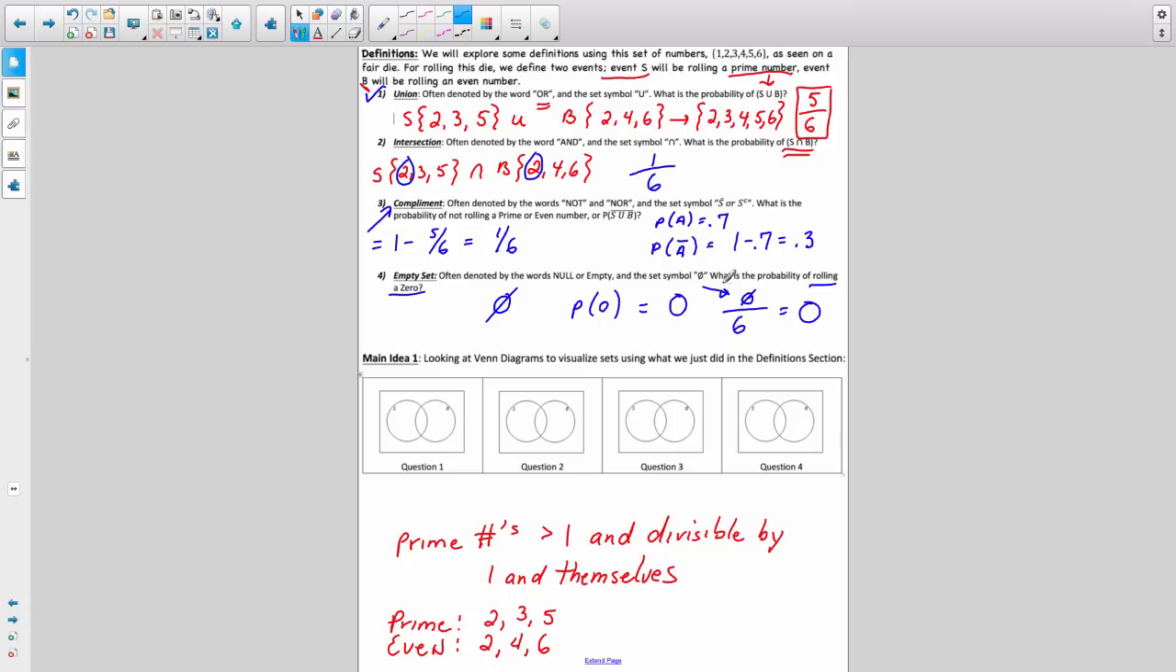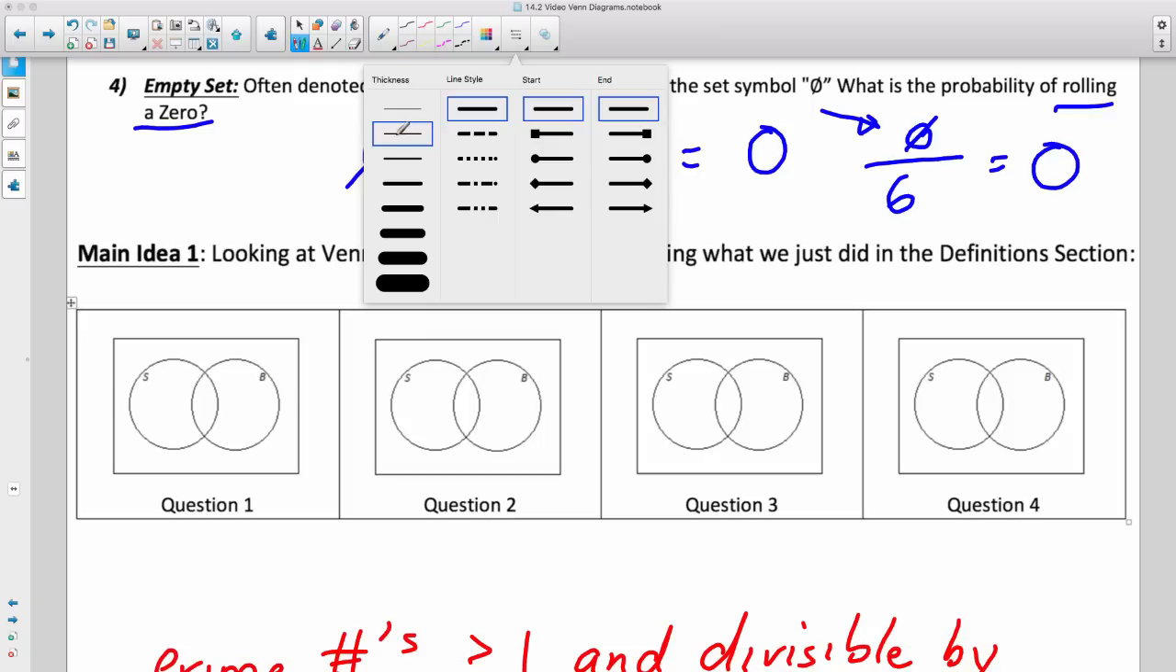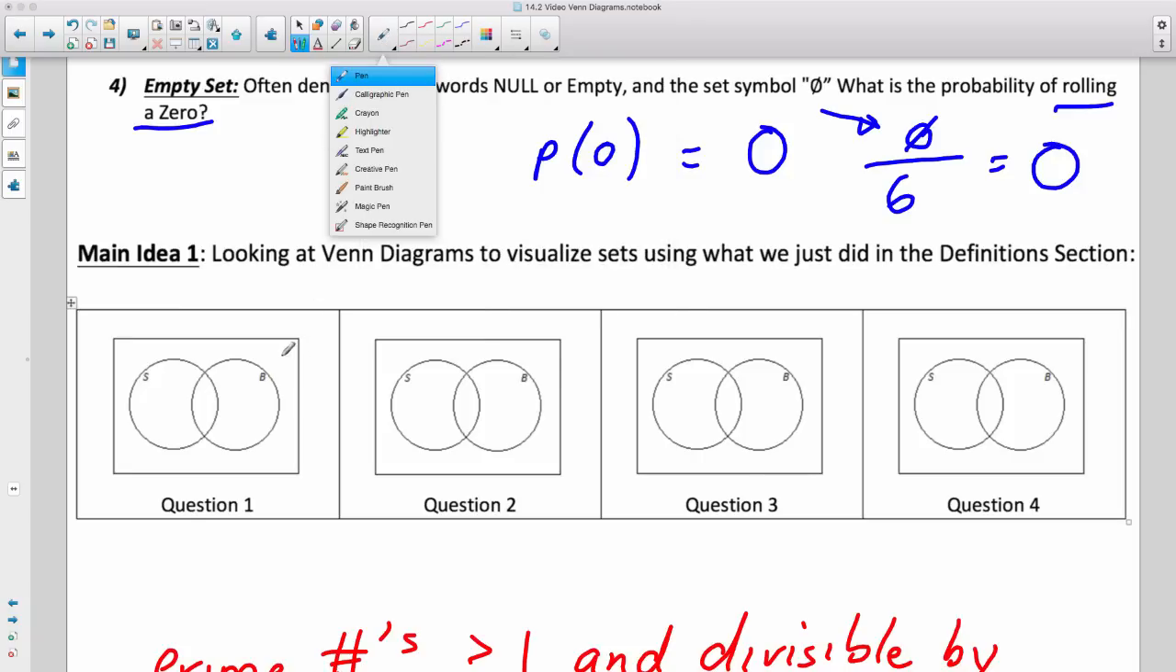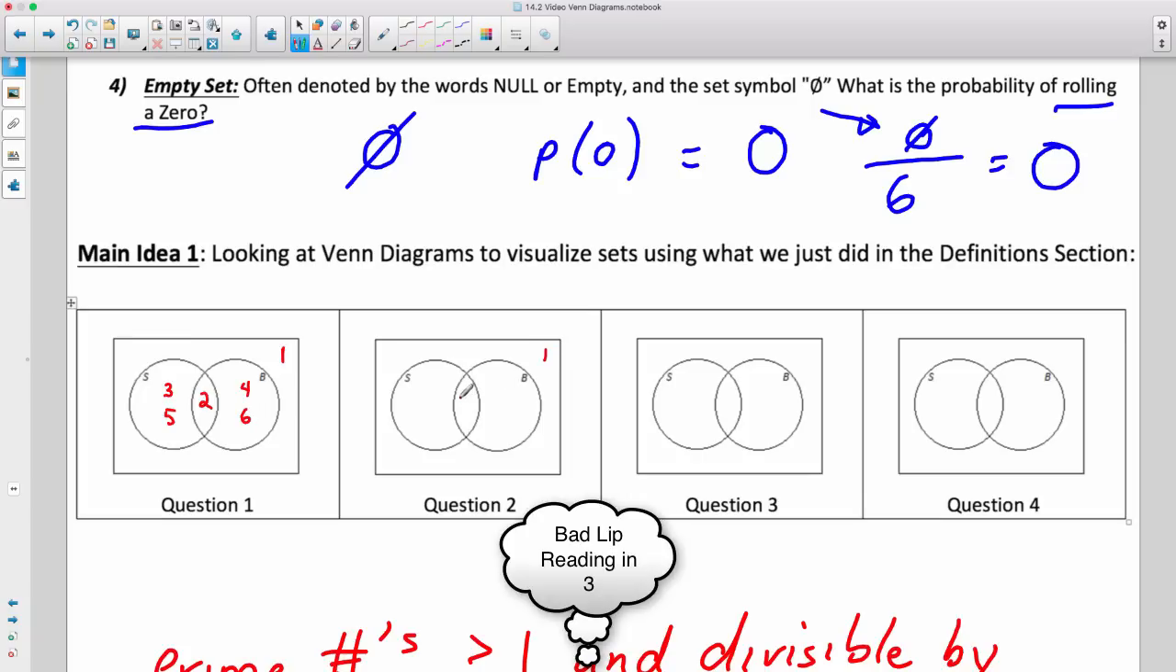Now let's take a look at Venn diagrams. Okay, so to do this, let me just number each one of these Venn diagrams with some of the data values we have. We had 1 through 6. So here was number 1. And then 2 was both prime and even. Our other prime numbers were 3 and 5. Even numbers were 4 and 6. Let me just repeat that process for these other ones before we begin.